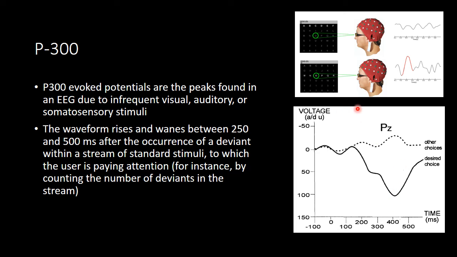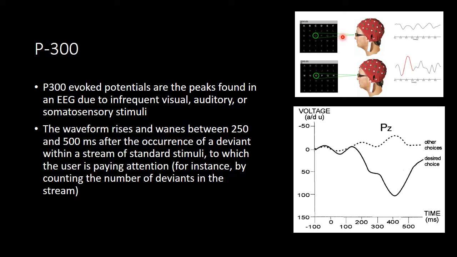The example shown here is the speller program, in which the user types different letters by merely looking at the letters. The idea is that each row flashes one at a time, and the user has to focus on the letter he wants to type. So in this picture, the user wants to type the letter O.